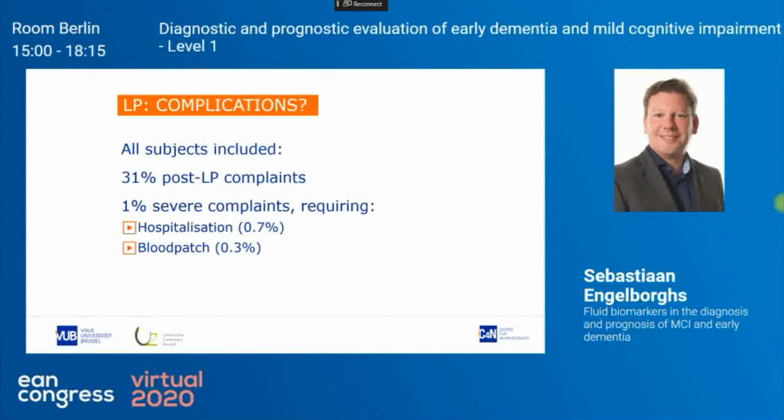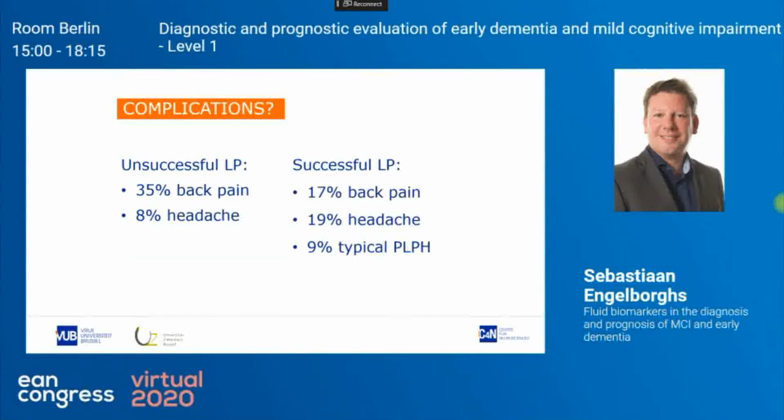We were surprised to notice that 31% of the subjects reported post-lumbar puncture complaints. But the number of severe complaints requiring a blood patch or requiring a hospitalization was very low. What were the most frequent complications? In case of unsuccessful lumbar punctures, a so-called dry tap, 35% of the people reported back pain, and 8% of the people reported headache. In case of a successful lumbar puncture, the number of people that reported headache was higher, but only 9% had typical post-lumbar puncture headaches.